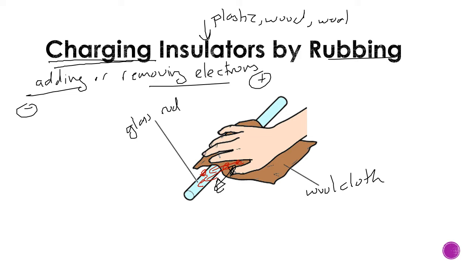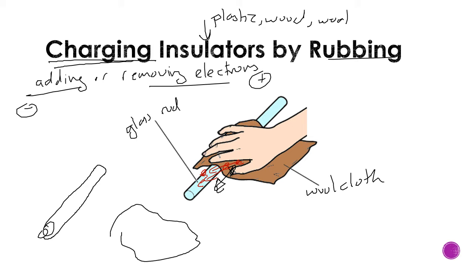So if I were to draw these separated after we rub them, so if we have our glass rod over here and we have our cloth on this side, because the rod gains electrons, it becomes negatively charged. And because the cloth lost electrons, it becomes positively charged with equal amounts, because the number of electrons lost by the cloth is equal to the number of electrons gained by the rod.